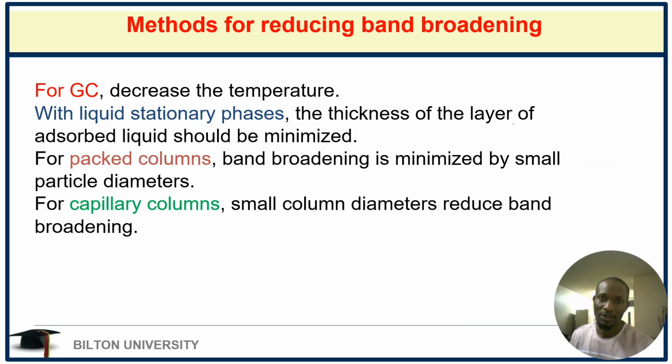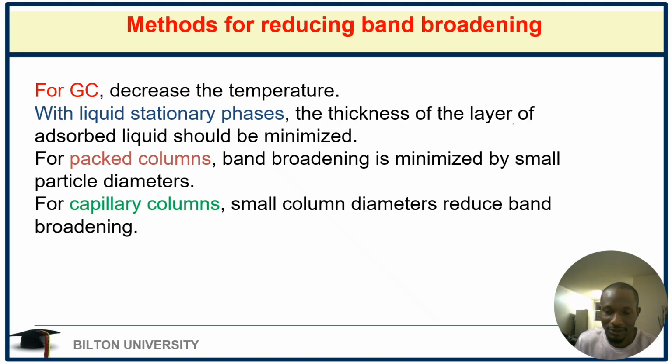Lastly, let's look at the methods of reducing band broadening. Number one, for GC, decrease the temperature. So if you want to reduce band broadening for GC, you are going to decrease the temperature. How?